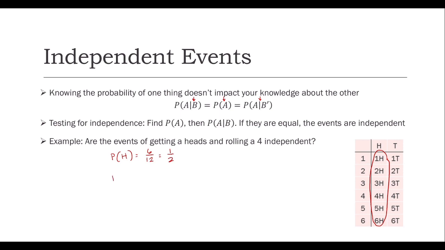And then the probability of heads, given that it's a 4, would be, if you looked at your row, we're given that it's a 4. So there's 2 total outcomes, so it'll be out of 2, and one of them has heads, so it'll be 1/2. So this means that the events of getting a heads and rolling a 4 are independent because the probability is 1/2 still. So yes, they are independent.